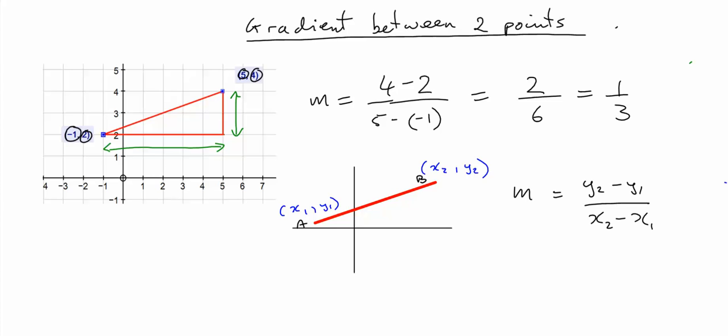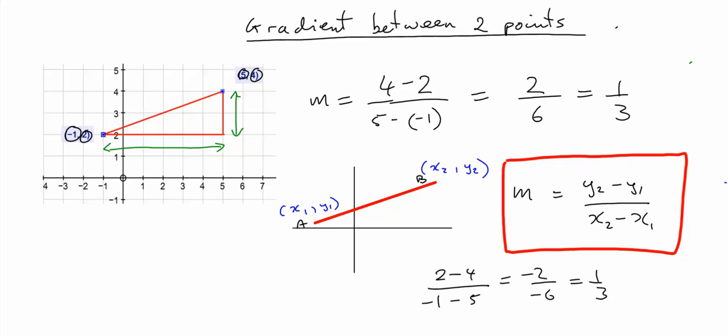And actually it doesn't matter which way round we write the points. As in the previous example, if we'd had (5, 4) and (-1, 2), we can write 2 minus 4 over -1 minus 5 equals -2 over -6, which is also a third. You will need to know this formula for calculating the gradient between 2 points.